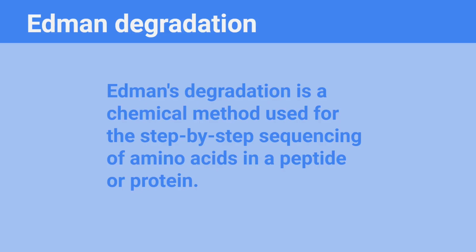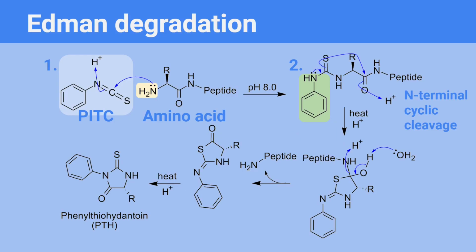Now let's talk about Edman degradation. It is a chemical method used for the step-by-step sequencing of amino acids in a peptide or protein. It allows researchers to determine the primary structure of a protein by identifying the order of amino acids linked together in the polypeptide chain. Let's see how Edman degradation works.